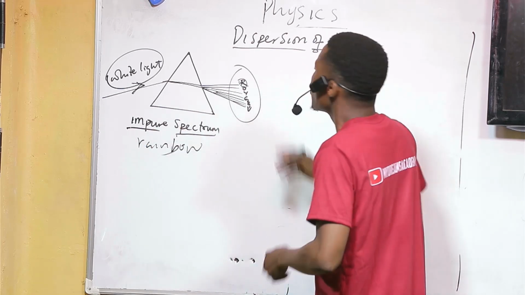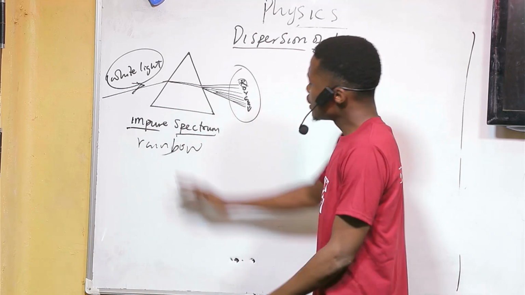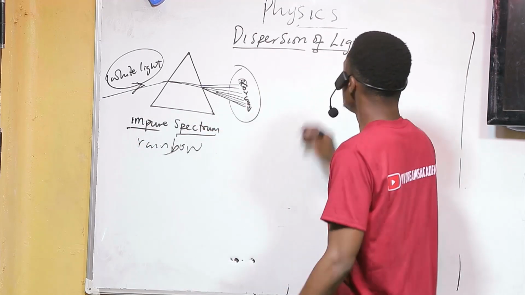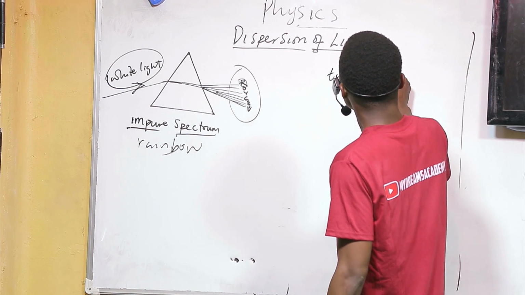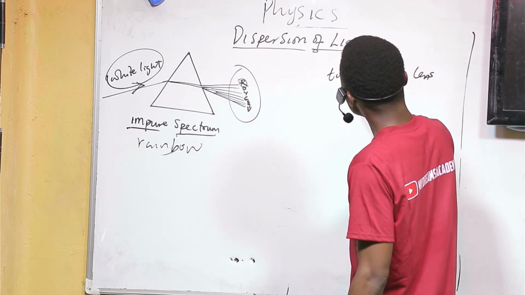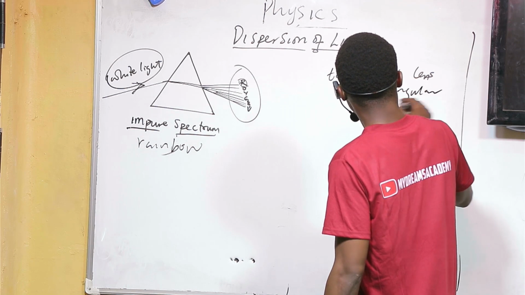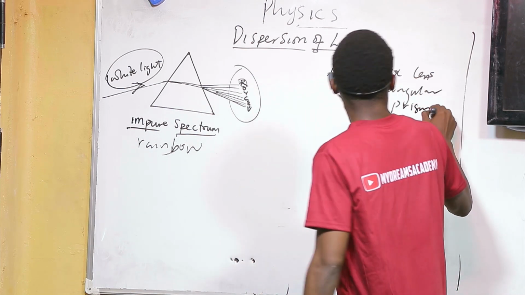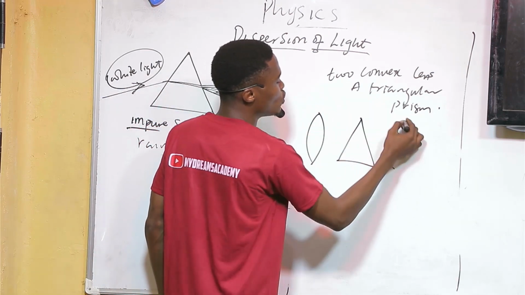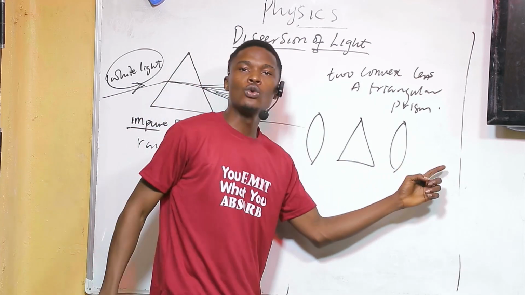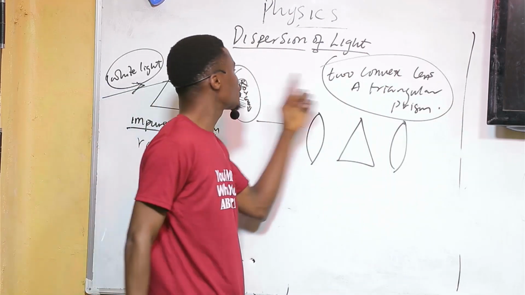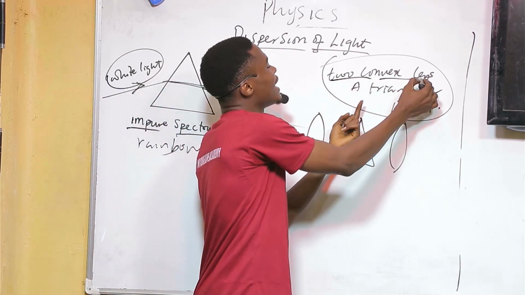Another question JAMB will ask you is, how do we produce a pure spectrum? Since we said that this one is an impure spectrum, how do we produce a pure one? For you to produce a pure spectrum, you need 2 convex lenses and a triangular prism. The setup would be, this is a convex lens, and the triangular prism will be between the 2 convex lenses. So your light will pass through the 2 convex lenses. Take note of that. That is the condition to produce a pure spectrum.